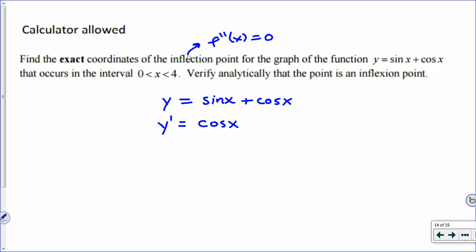So the derivative of sine x is cosine x. The derivative of cosine x is minus sine x. That was a nice one because I can just go term by term because of the plus sign in between. If it was multiplication, I'd have to use product rule. It would be much more complicated. So this is actually a pretty easy function to get the second derivative of.